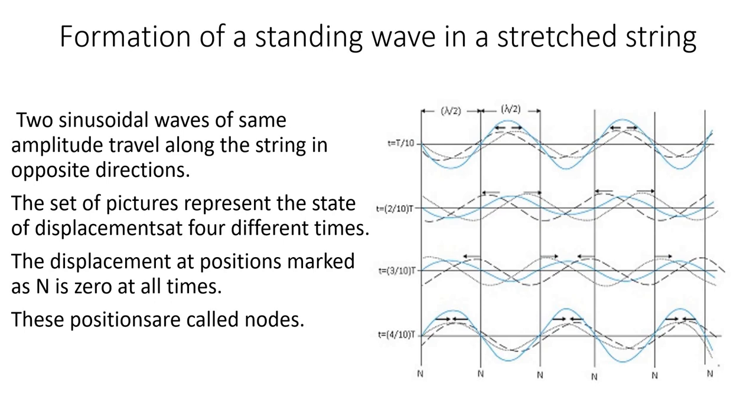Okay, so here you can see how the wave is moving at different time intervals. First corresponds to T by 10, T stands for the time period. Second graph corresponds to 2T by 10, third graph corresponds to 3T by 10, and fourth graph corresponds to 4T by 10. Okay.